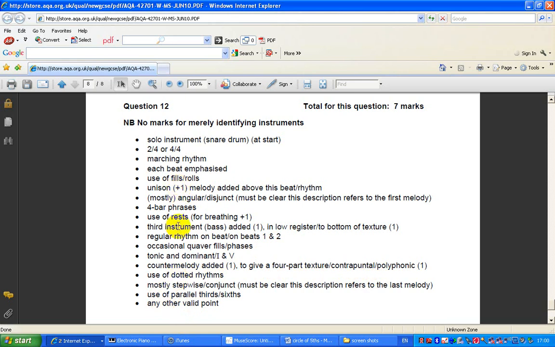So lots of those things there we've got in the answer, and of course any other valid point that you put down. So remember, you've got 7 points on that question, so your valid points can be added into that total.